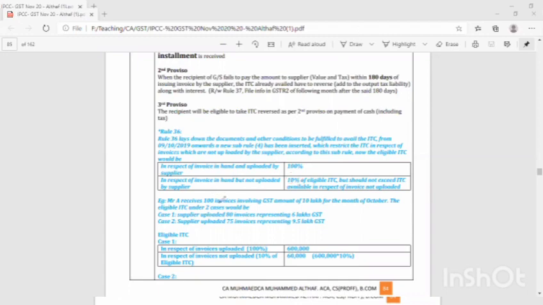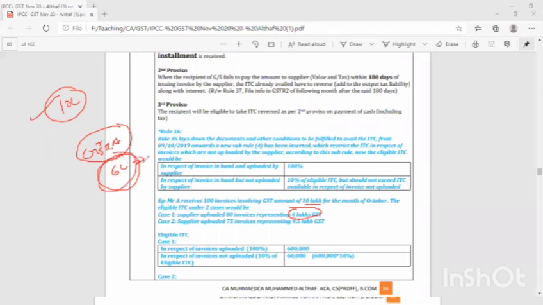Okay, Mr. A receives an invoice involving a GST amount of 10 lakhs for the month of October. Two cases there. One is that the supplier uploaded 6 lakhs. That means, listen everyone, he genuinely has 10 lakh ITC, but in GST 2A only 6 lakhs is reflected. That means this much only was uploaded by the supplier. So he cannot take the entire 10 lakh, because only 6 lakh came in the GST.